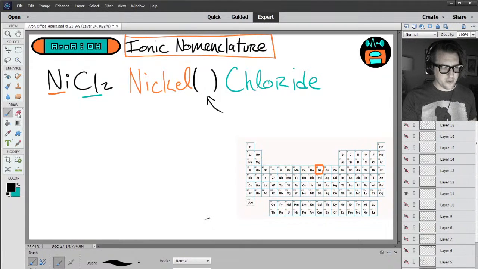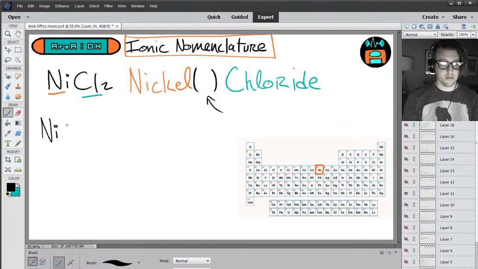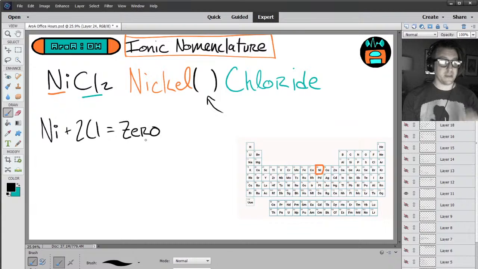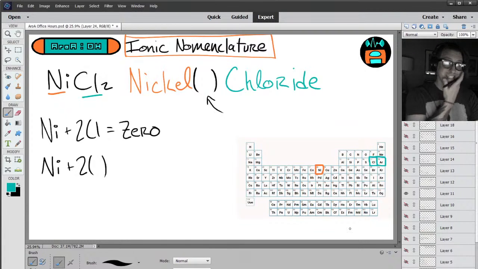Now, if you're wondering how you calculate that, here's how. You have to set up an equation. We know that the charge of our 1 nickel plus the charge of our 2 chlorines has to add to 0 because every ionic compound is net neutral. We do not know the charge for nickel, but we can find out the charge of chloride. Chlorine is right here on the periodic table.